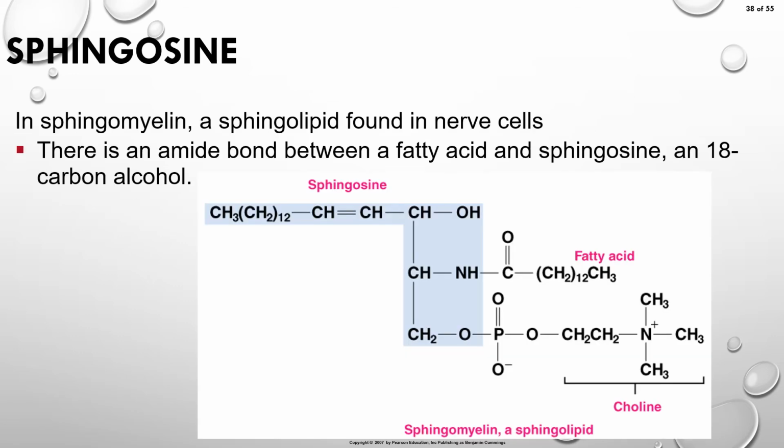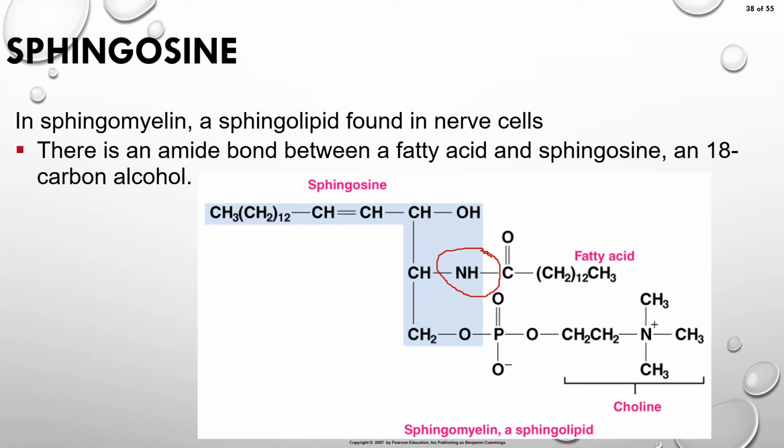An example of a sphingolipid is sphingomyelin. So the formula that is given is sphingomyelin. There is an amide bond between a fatty acid and sphingosine. So there is this amide bond between the sphingosine, the one highlighted in blue, and a fatty acid.